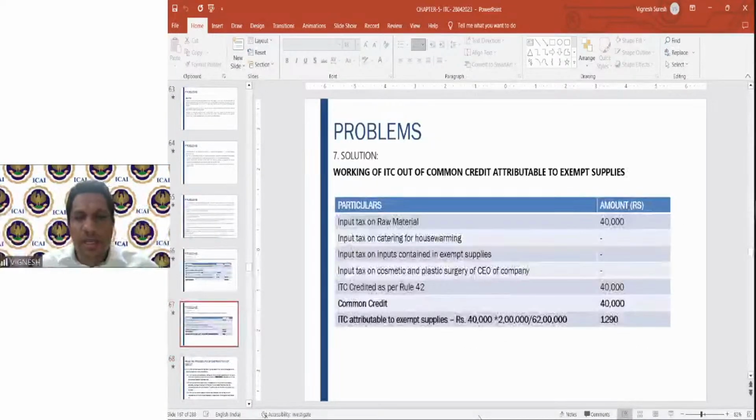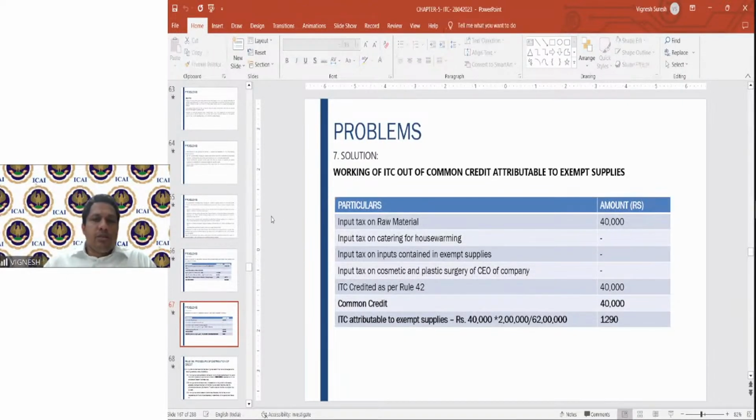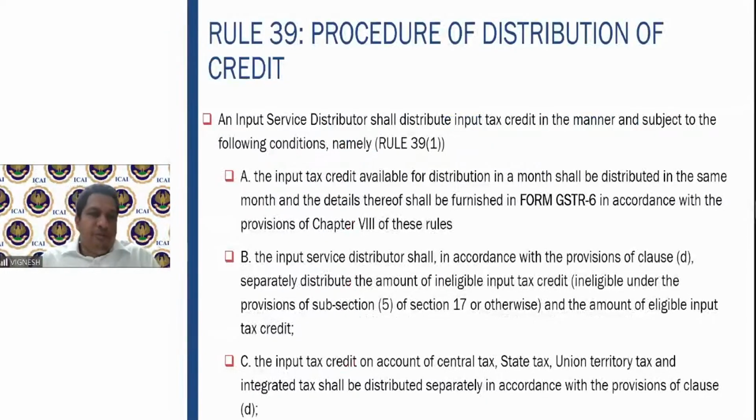You have to give explanations for all of this. When I say input for catering for housewarming, we have to clearly say the input tax on the catering services is blocked by virtue of section 17 subsection 5 of the CGST Act 2017. If you remember the section, same way for the others too, you have to clearly give the respective explanations, because only that will help the examiner understand that you have got the solution for the respective problem.